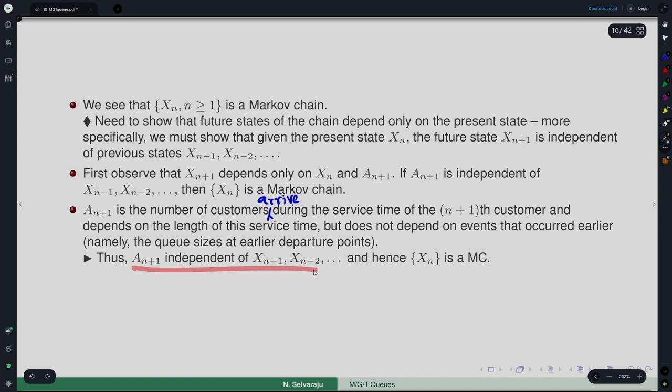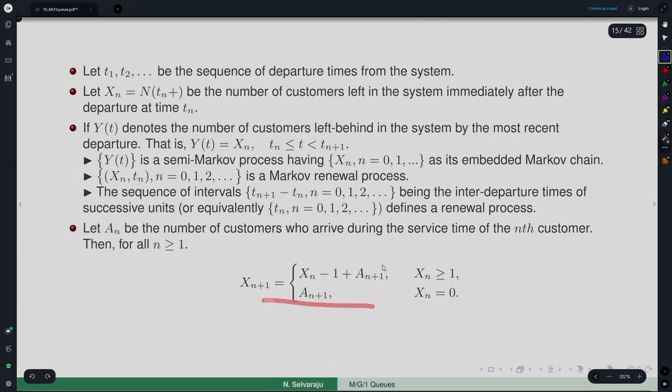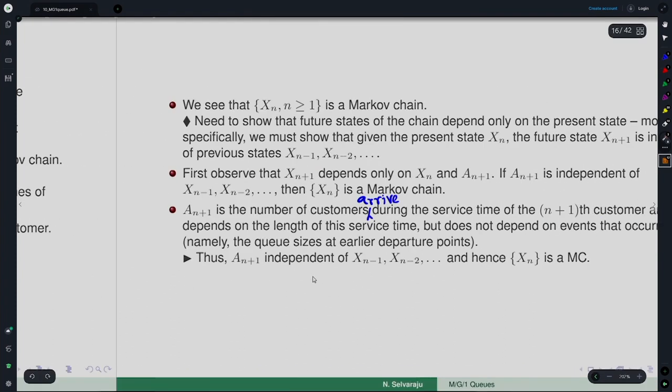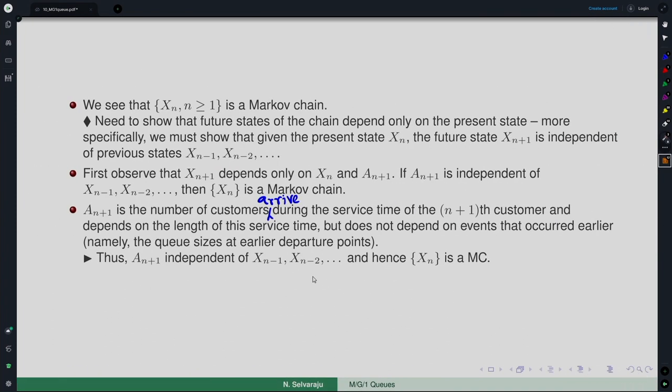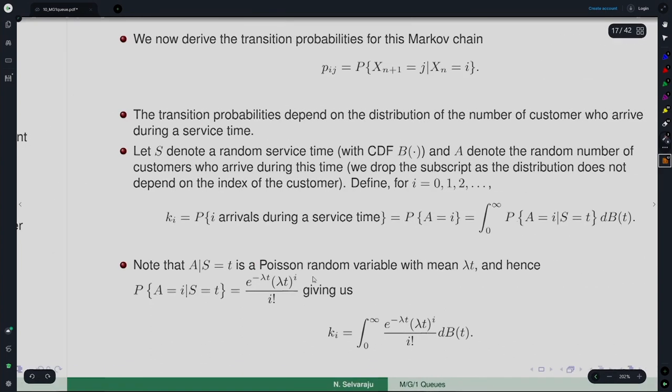So, because of this, X_n is a Markov chain. One can easily see that this X_n is a Markov chain. Of course, if A_{n+1} is independent of X_{n-1} and so on, and X_{n+1} is a function of X_n and A_{n+1}, then it is a Markov chain. One can easily show this in general, and that is what is happening here. So, we have shown that this is a Markov chain.